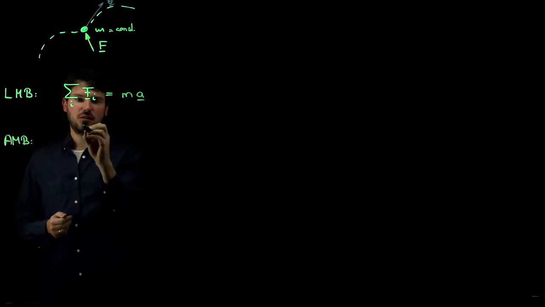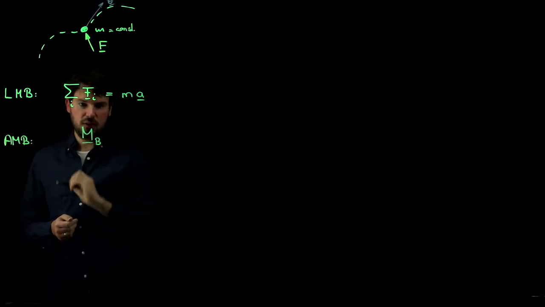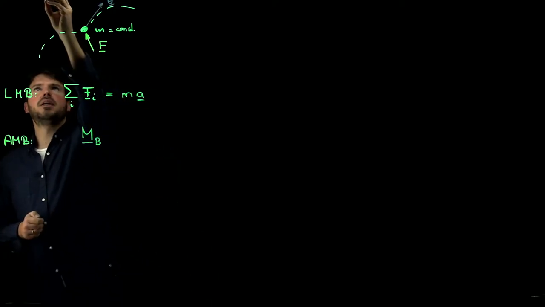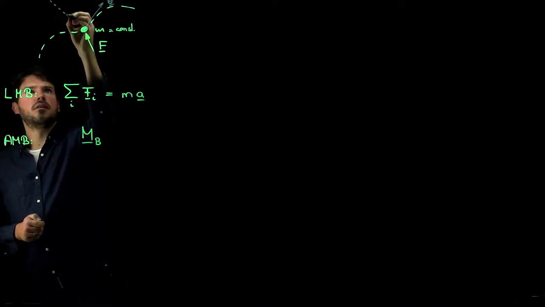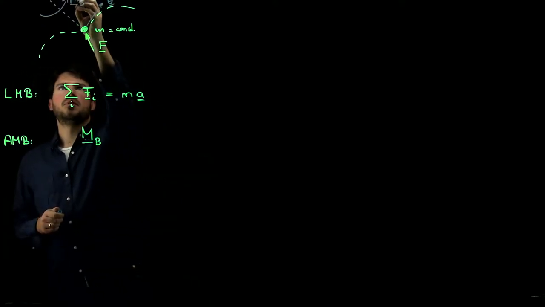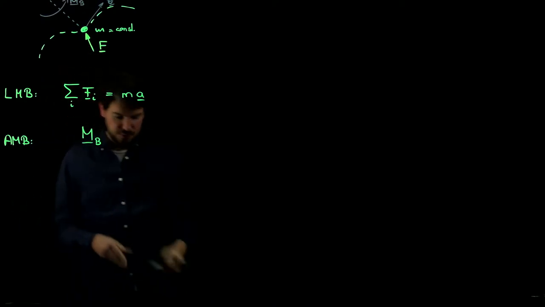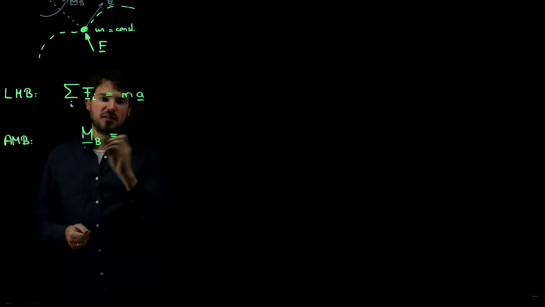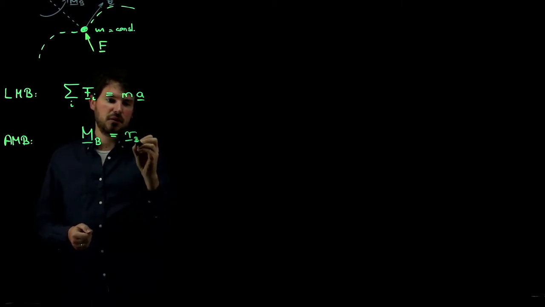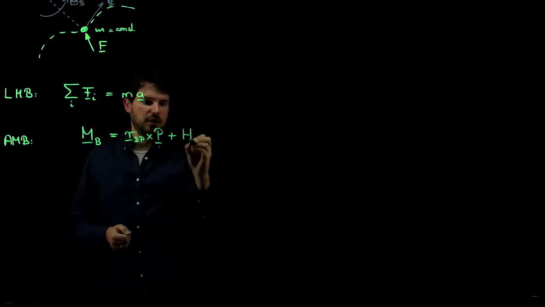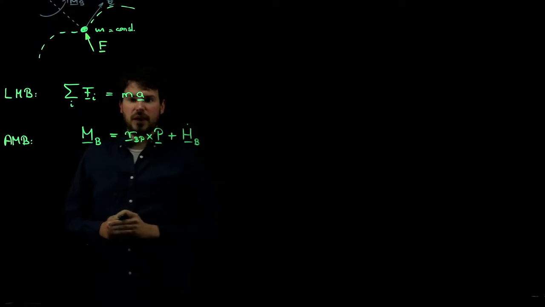The next thing we discussed was angular momentum balance, which told us that the net torque applied to a particle with respect to some point B, right? So if I fix a given reference point B up here, then there can be a certain torque being applied by the forces with respect to that point. This is M_B. And this is nothing else but the vector from B to the particle times the linear momentum of the particle plus the rate of change of the angular momentum, H_B dot.